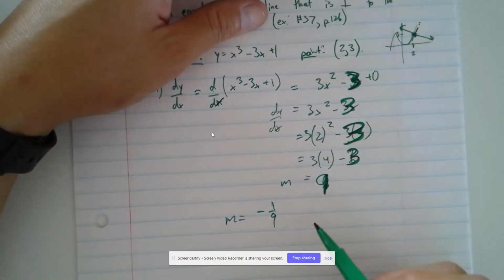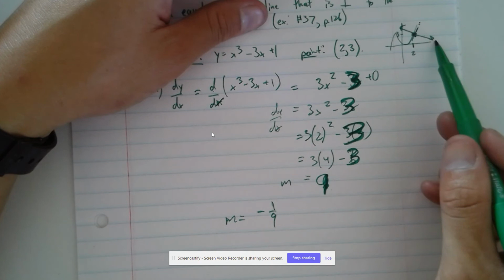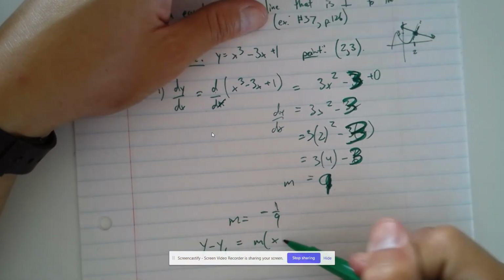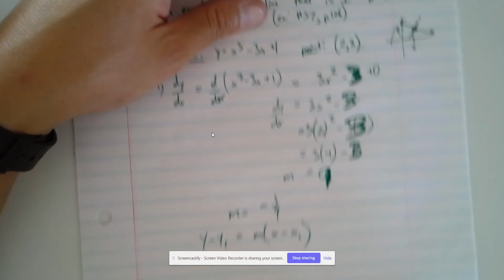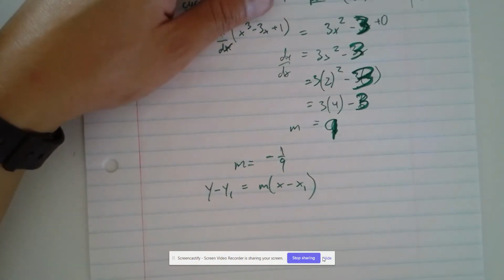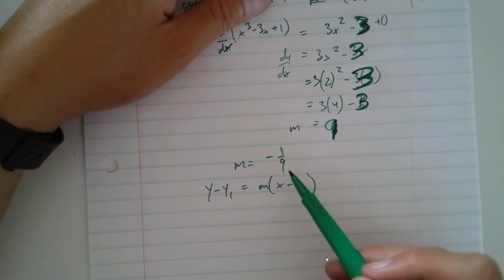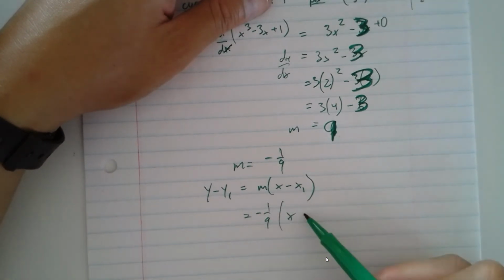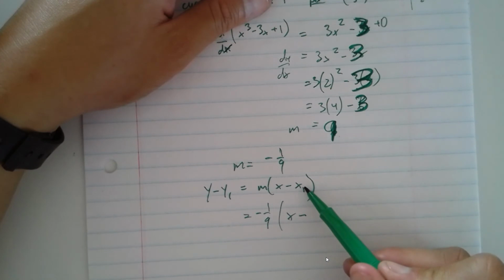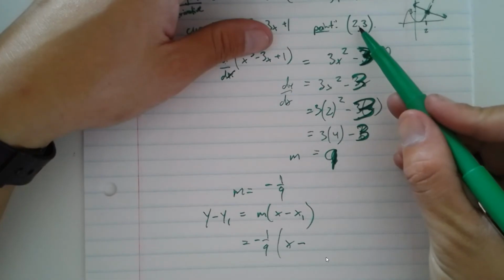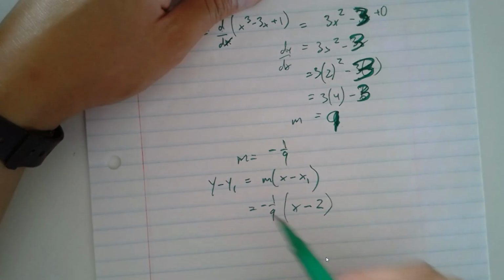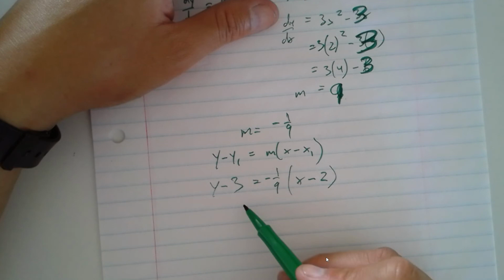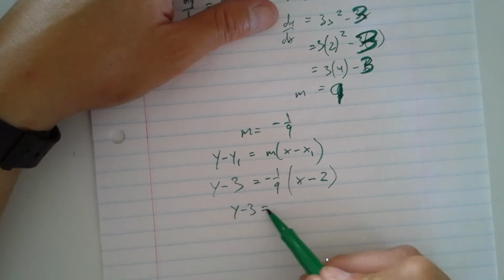If you remember, the equation for a line is y minus y1 equals m times x minus x1. I have my new slope, negative 1 over 9, so we can start plugging stuff in. x is just a general x, and x1 is from the point. Let's use the (2, 3) point. So x minus 2, and y is going to be y minus 3. You can leave it like that, or most people like you to do all the work.